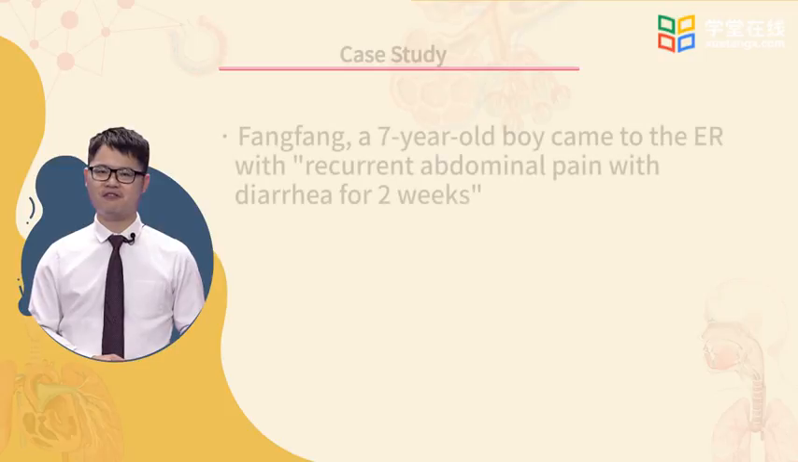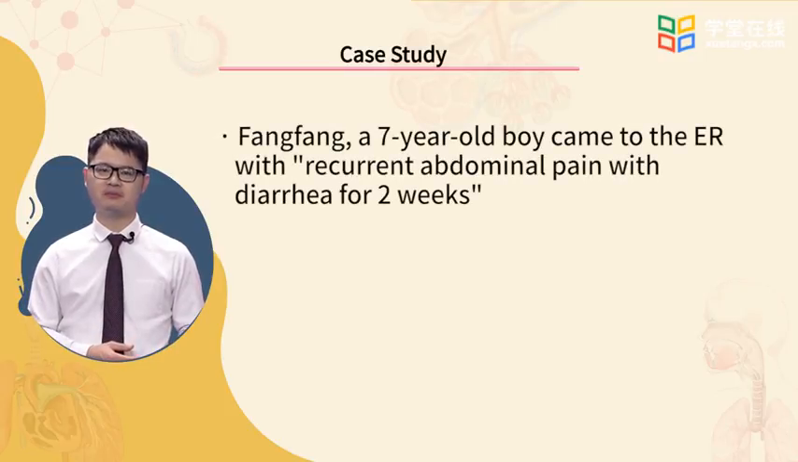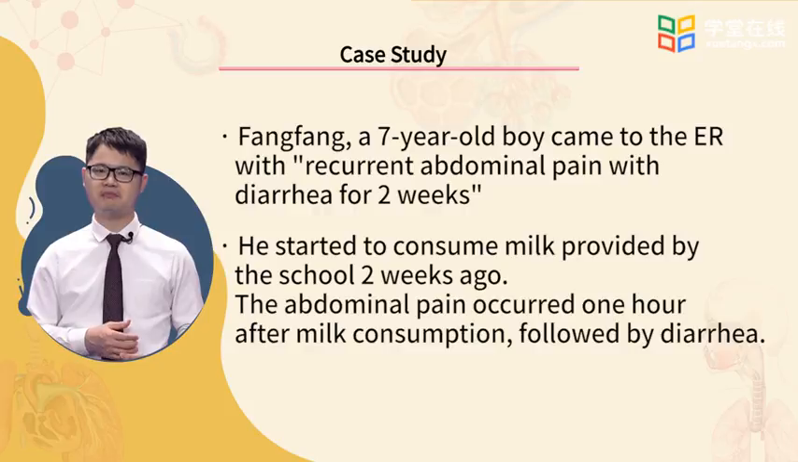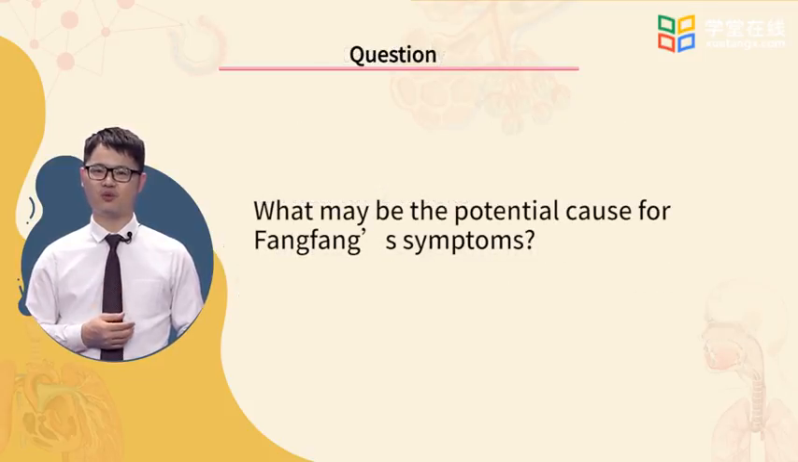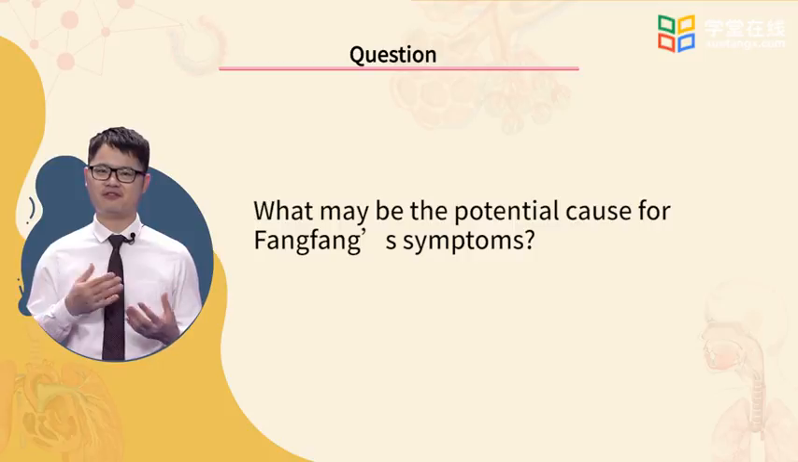And let's start off with a case. Fang Fang, a 7-year-old boy, came to the emergency room with recurrent abdominal pain and diarrhea for 2 weeks. He started to drink milk provided by the school 2 weeks ago. The abdominal pain occurs 1 hour after the milk consumption, followed by the diarrhea. Question for you: what may be the potential cause for Fang Fang's symptoms? We'll try to answer this question by discussing chemical digestion and absorption.